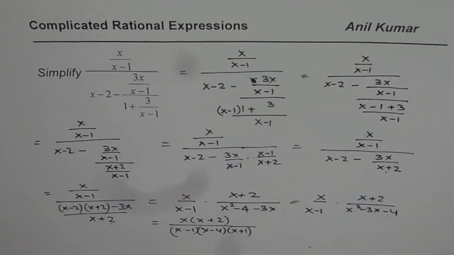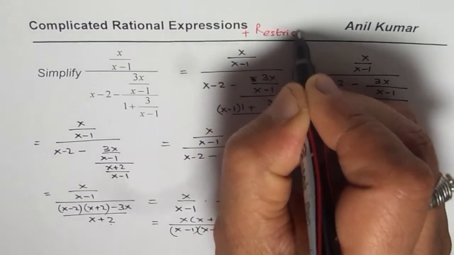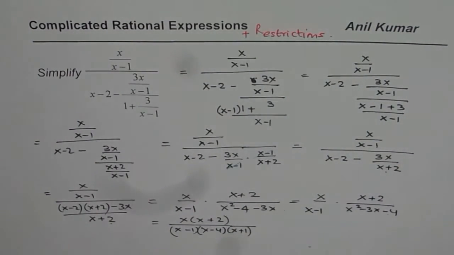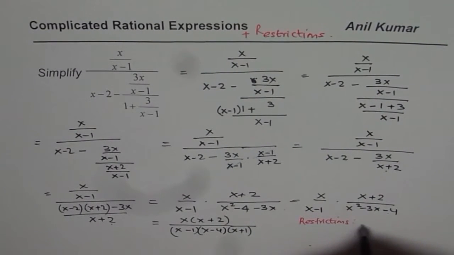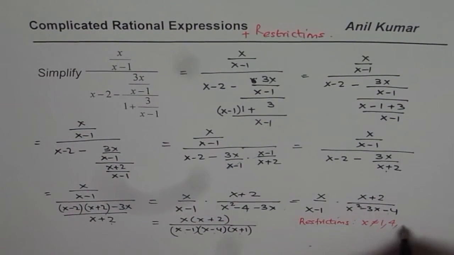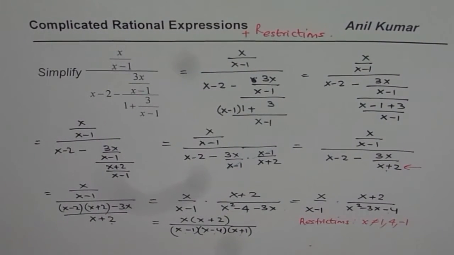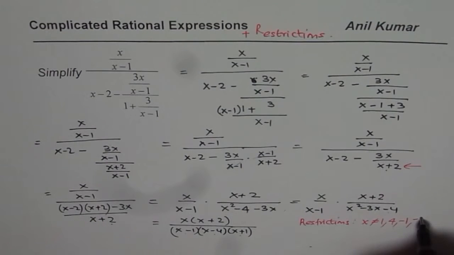Now, at times, you may be required to write restrictions, right? We may add this part, restrictions. Restrictions are that the denominator cannot be 0 because you cannot divide by 0, right? So your restrictions could be x is not equal to 1, 4, minus 1, and what else? You will notice that earlier we had x plus 2 in the denominator, right? So that is not valid if x is minus 2, so it cannot be minus 2 also, right?